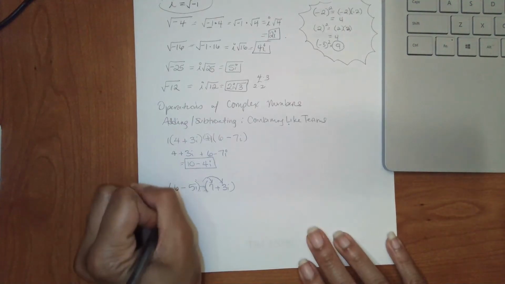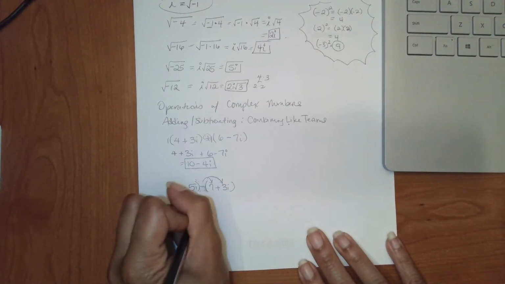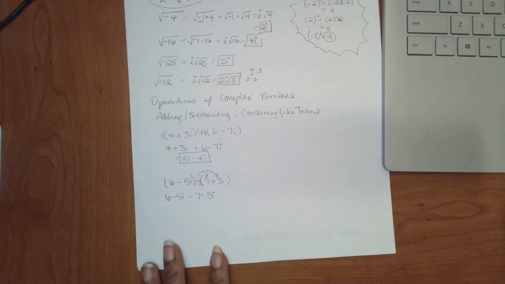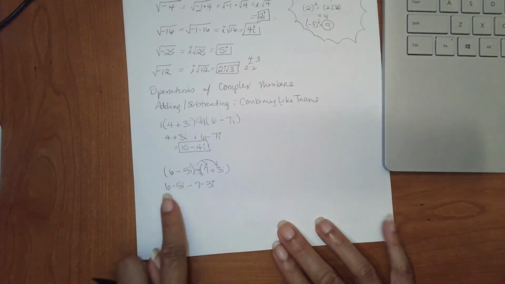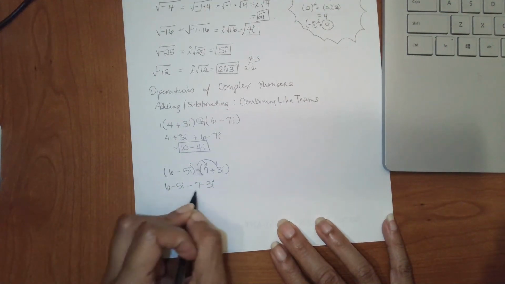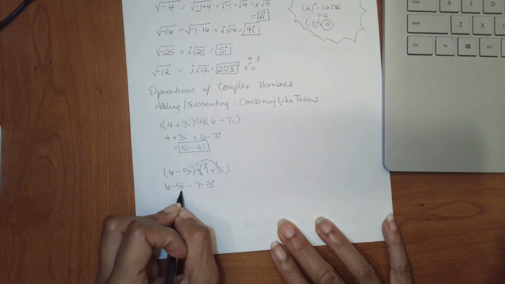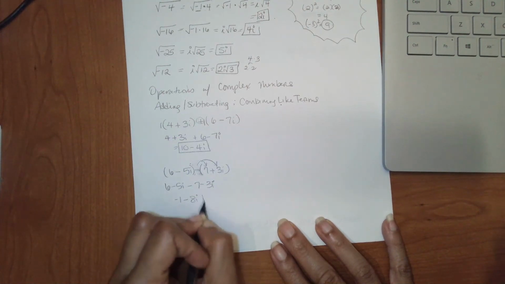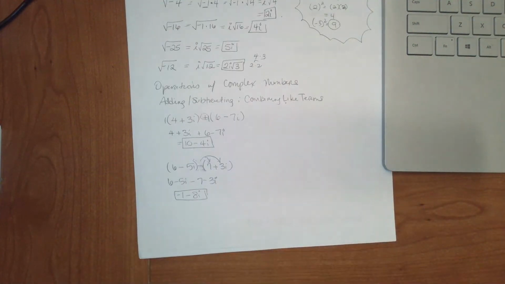So minus, okay. So then we get 6 minus 5i minus 7 minus 3i. So when I distribute that -1, it allows me to get rid of my parentheses, so now I can combine like terms. So 6 minus 7 is -1. -5 minus 3 is a -8i. And we would be finished the problem.